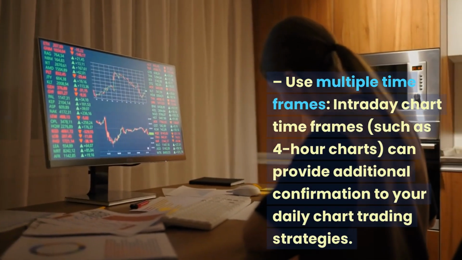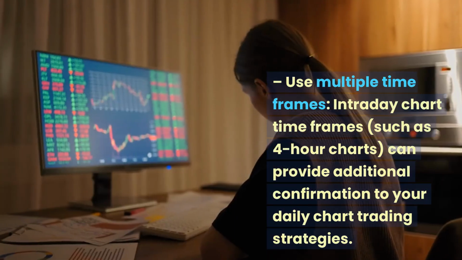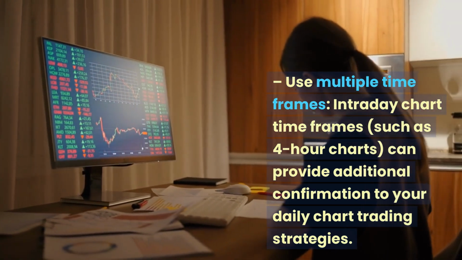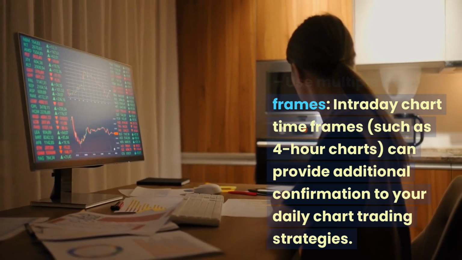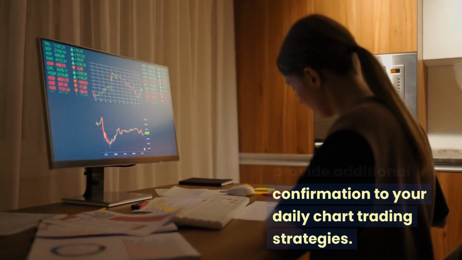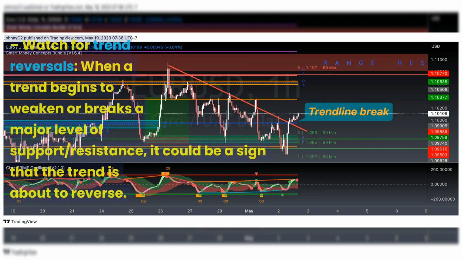Use multiple time frames. Intraday chart time frames, such as the 4-hour, can provide additional confirmation to your daily chart trading strategies. You may use other frames as an entry, lower frames such as the 1-hour, but the 4-hour might be a confirmation chart that you depend on for that.